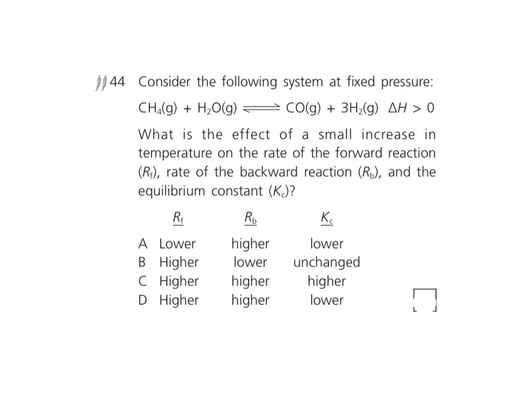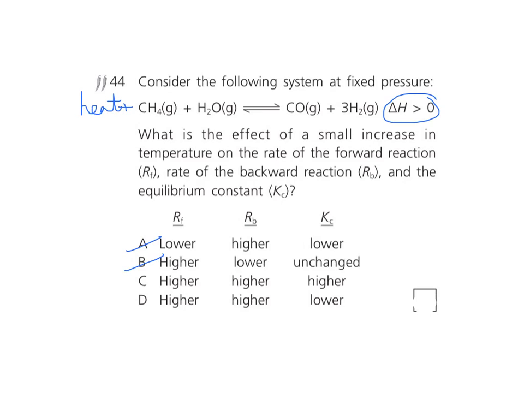All right, question 44, we've got methane and water reacting to make CO and hydrogen, and we can tell here that delta H is positive, which means we're dealing with an endothermic process, so heat is here on the left side of the equation. What's the effect of a small increase in temperature on the rate of the forward reaction, the reverse reaction, and Kc? So we're going to increase temperature. Chemical kinetics tells us that when you raise the temperature, the rates of reactions increase. So the forward and reverse rates will go up. They're both going to be higher.